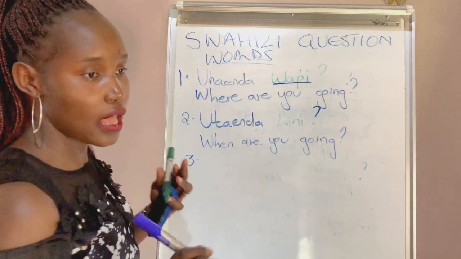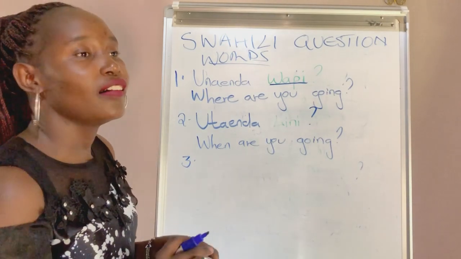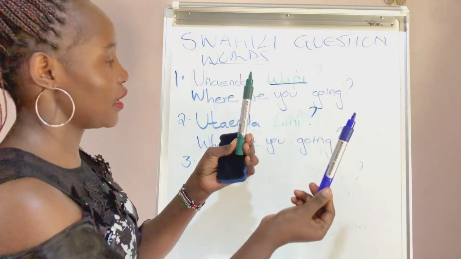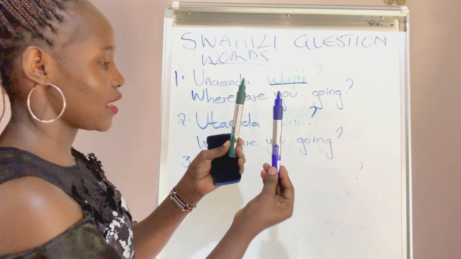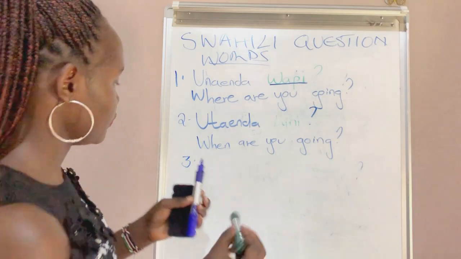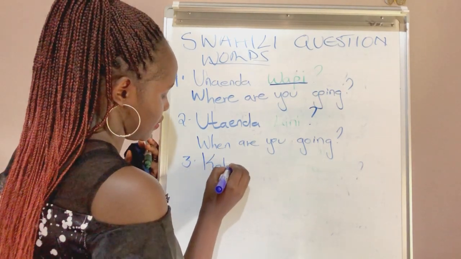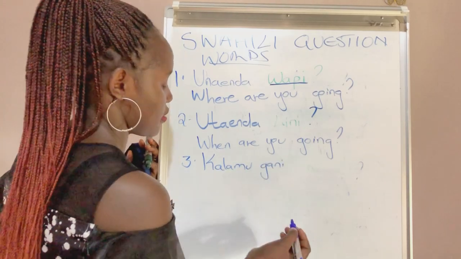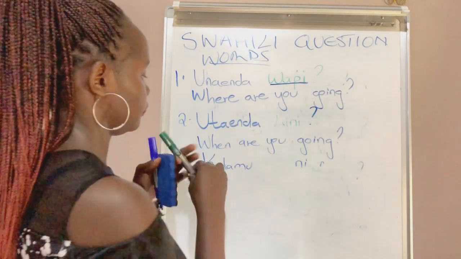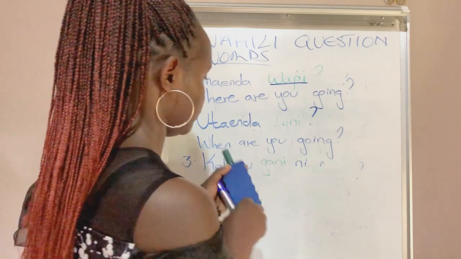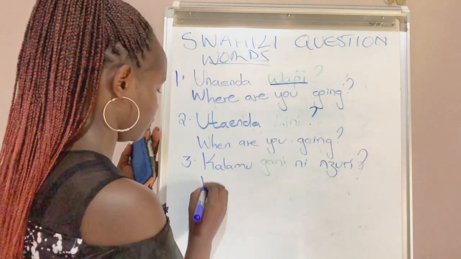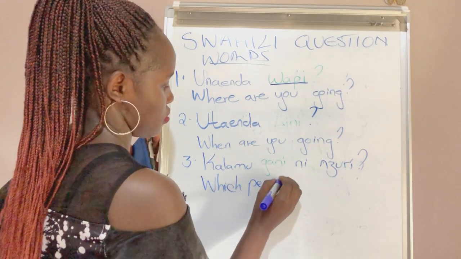Then our third word was gani. Let's try and make a sentence using the word gani. Okay, here we have two pens, a blue one and a green one. So we can say kalamu gani ni nzuri? Which pen is good?